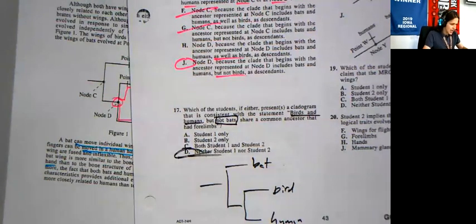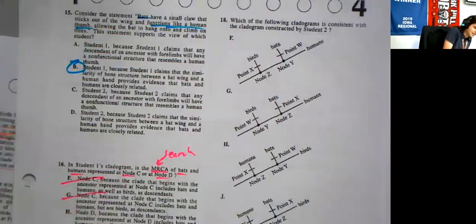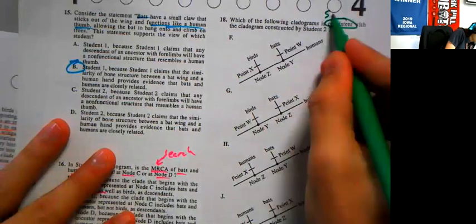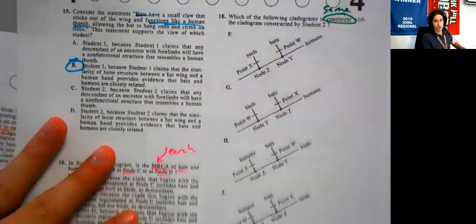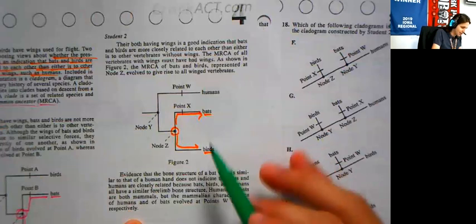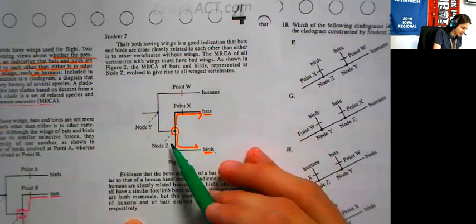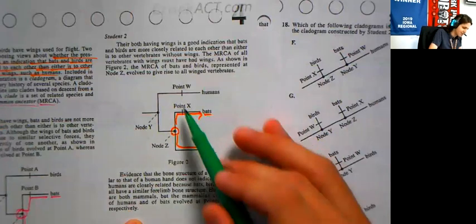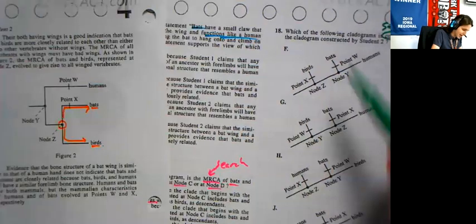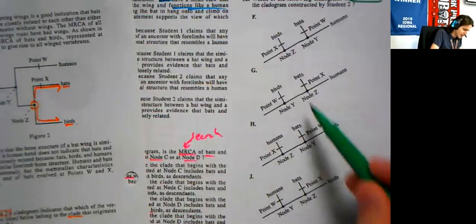So 3 left. This is goofy. This is a goofy one. Which of the following cladograms is consistent with the cladogram constructed by student 2? Okay, this one's goofy. So I'm going to look over here at student 2, and I'm going to say, okay, we got bats and birds close together. Bats, point X, node Z. So I'm looking for a line that has bats, point X, node Z. All right, bats, point X, node Z. Okay, so it's either H or J.